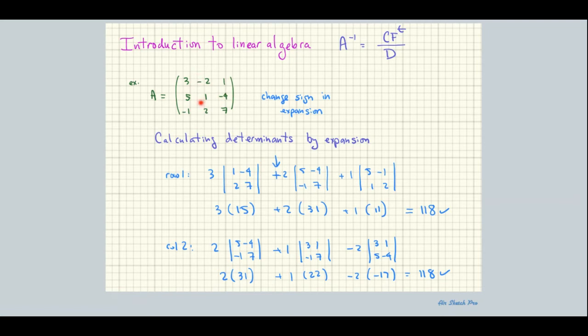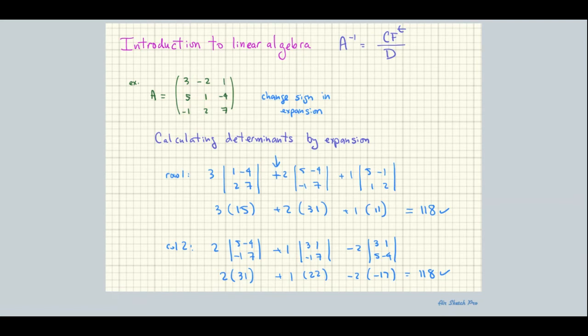So you see all the ways that you can run through the matrix. 3 times 1 times 7. 3 times 2 times negative 4. Negative 1 times negative 2 times negative 4. Negative 1 times 1 times 1. All those possible products. There's going to be 12 of them. No, I'm sorry, 6 of them. And we're going to add 3 and subtract 3.